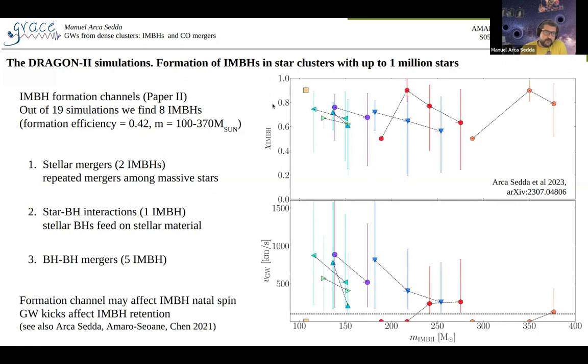Again, on the x-axis, we have the mass. On the y-axis, on top, we have the spin of the IMBH. And on the bottom, we have the recoil kick received by the IMBH when it merged with another compact object, typically a black hole. And be aware that this line sets a maximum value for the kick of 100 kilometers per second. Above this line, it is really unlikely for normal star clusters to retain the merger product. This means that whenever one of our black holes exceeds this line, it is more likely that it is ejected from the star cluster and doesn't grow anymore. We can discuss more about the details of this because it has an interesting impact on the evolutionary history of IMBHs in star clusters.